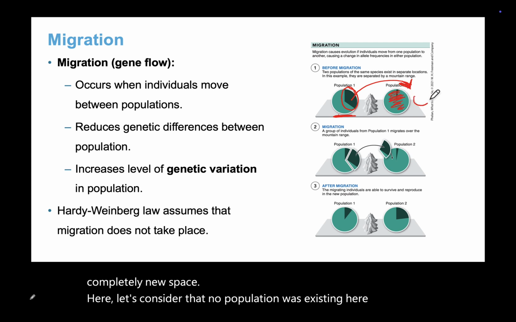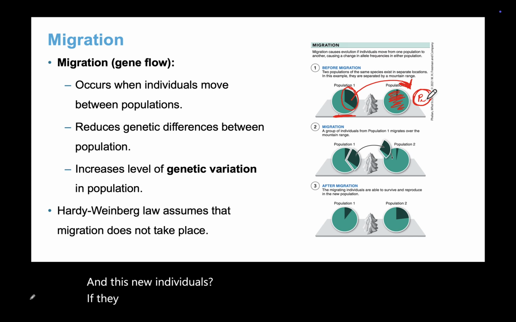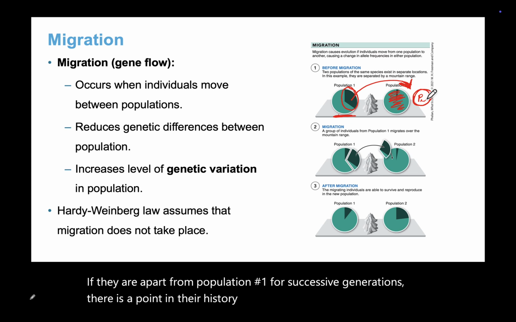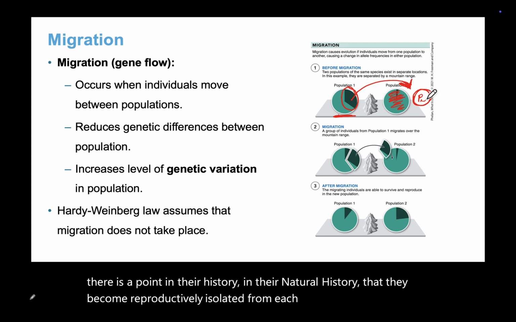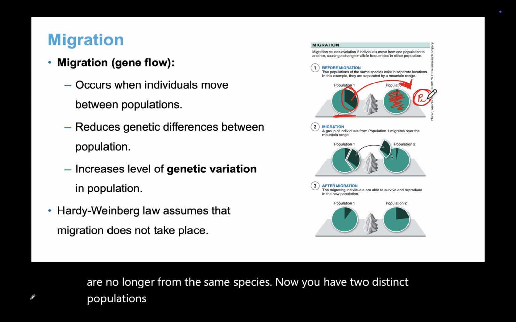These new individuals become a new population here. And if they are apart from population number 1 for successive generations, there is a point in their natural history that they become reproductively isolated from each other, meaning that they are no longer from the same species. Now you have two distinct populations with two distinct species.